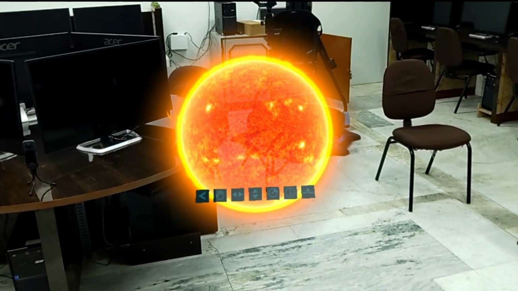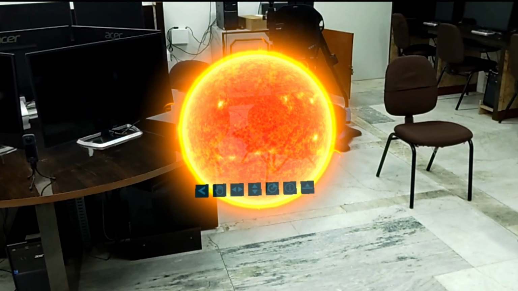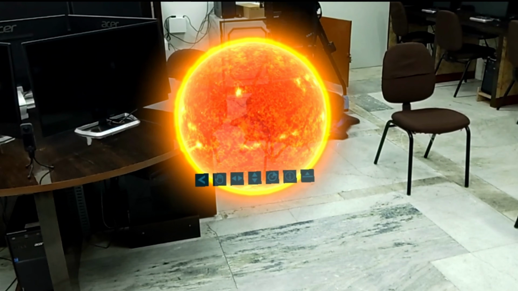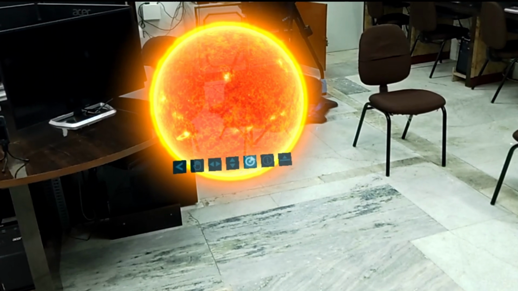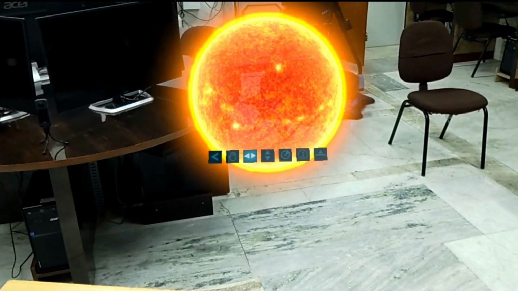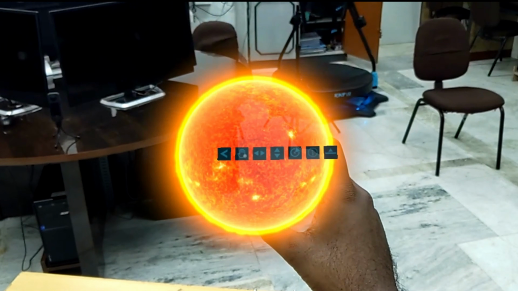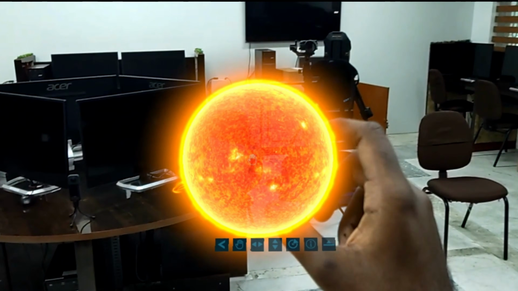At about 4.6 billion years old, more than 100 times the size of Earth. About 5 billion years from now, the Sun will transform into a red giant and expand to engulf Mercury, Venus, and possibly the Earth.